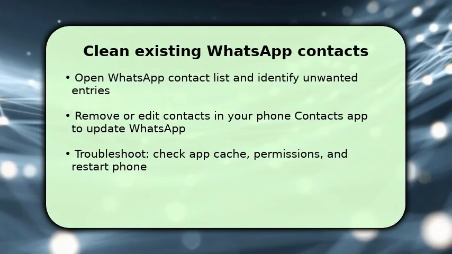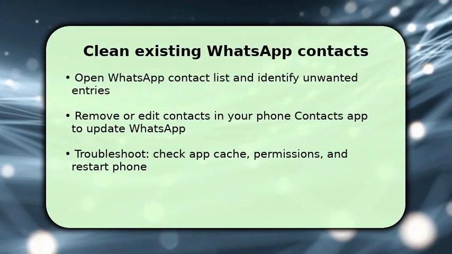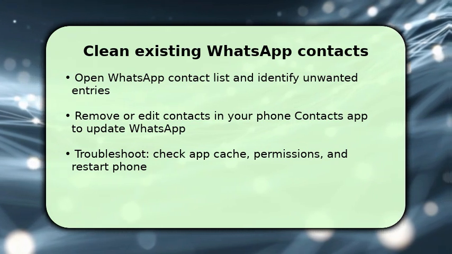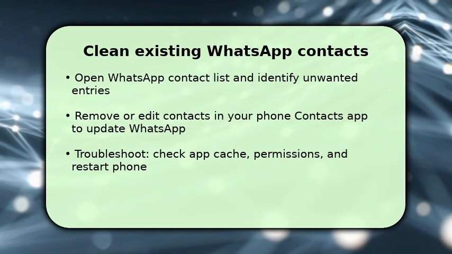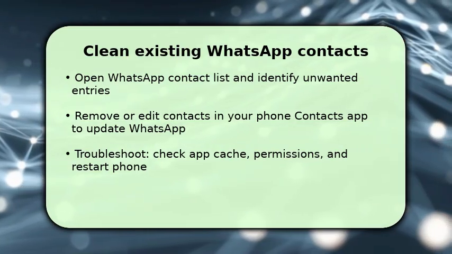Finally, remove any contacts already visible in WhatsApp by editing or deleting them in your phone's Contacts app. WhatsApp reflects those changes once reopened. If you prefer not to delete, add a label or move them to an account WhatsApp can't access.